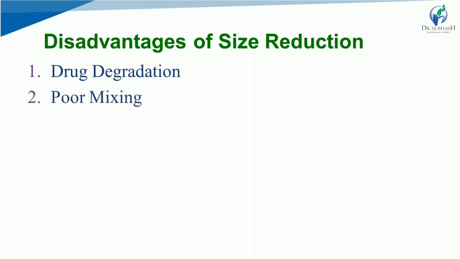Next is poor mixing. Normally, very small particles possess strong cohesive forces, hence aggregation of particles is possible. Aggregation inhibits the effective blending of different additives.